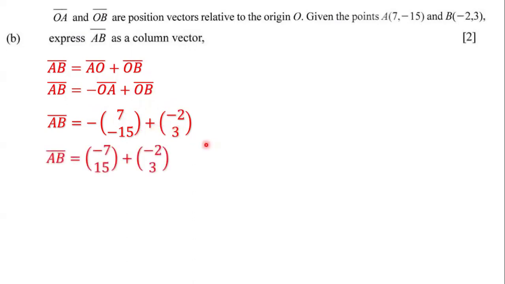Now we have to simplify. Negative 1 times 7 is -7, and negative times a negative is positive, so -1 times -15 is +15. Just bring down the -2 and 3. Next, -7 plus -2 is equal to -9, and 15 plus 3 is 18. So AB is equal to (-9, 18). That's what the vector AB is.